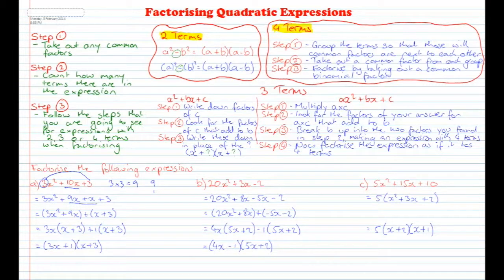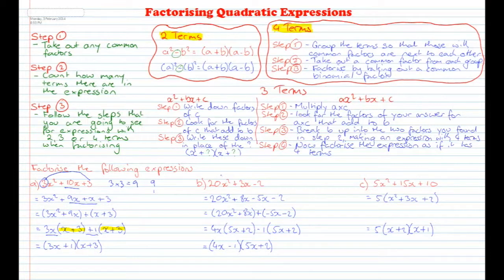So now that we can see the common binomial factor of x plus 3 in each of the brackets, we can write the 3x plus 1 in the first bracket and the x plus 3 in the second bracket, showing us that we've factorised 3x squared plus 10x plus 3 down to be 3x plus 1 and x plus 3 in the second bracket.